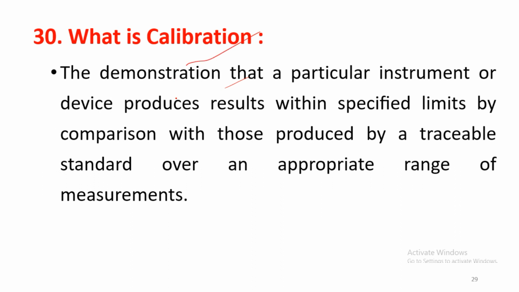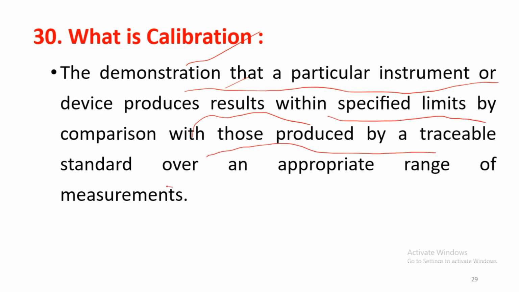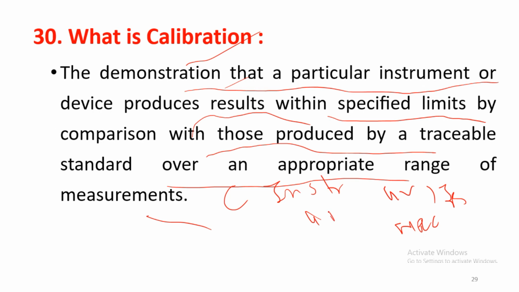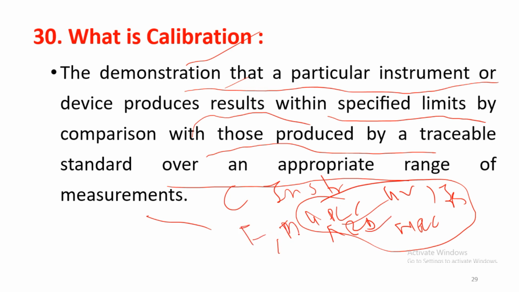Calibration. What is calibration? The demonstration that a particular instrument or device produces results within specified limits by comparison with those produced by a traceable standard over an appropriate range of measurements. So calibration means, suppose we are calibrating instruments. Suppose we have UV, IR, HPLC, UPLC, or XRD. These are the instruments, and these are calibrated from time to time. Friabilator, Monsanto hardness tester, whatever the instruments, are calibrated from time to time in order to ensure that these instruments produce results as per the design.